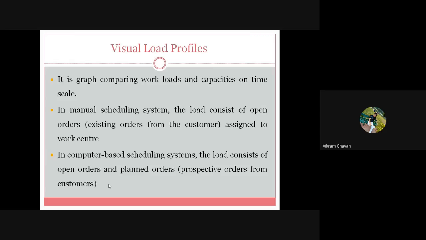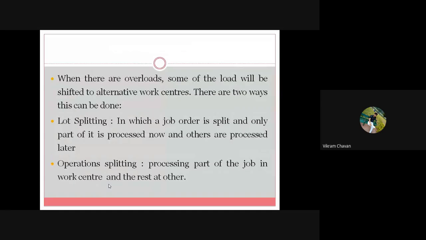So if you assign more load on one workstation, then you need to distribute that particular load. So when there is overloading, some of the load will be shifted to alternative work centers. There are two ways this can be done. One is nothing but lot splitting.